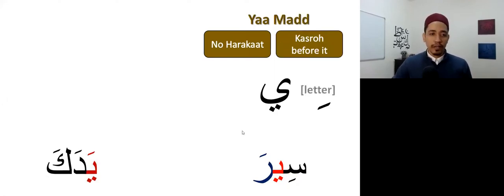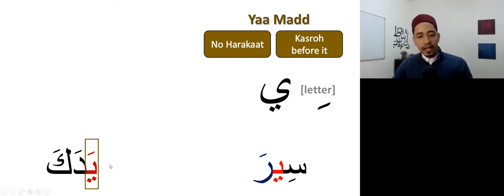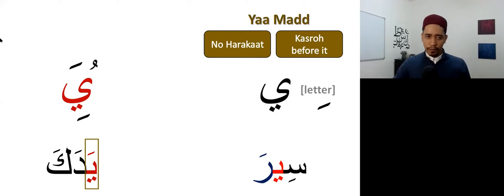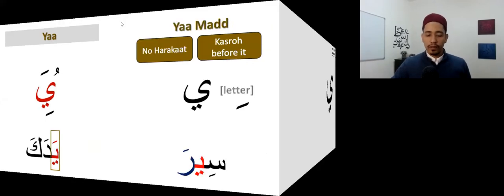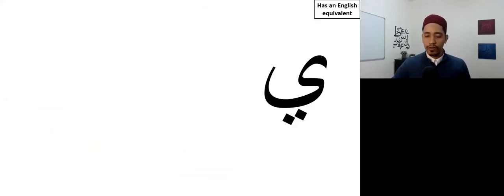But if we look over here, in this type of word, we see a ya that has a haraka, or it has harakat. Either a fatha, kasra, or dhamma, or a sukun for that matter. In this case, this is just ya. So if I just say the letter ya, then I'm referring to that one. If I want to say the ya mad, I have to say ya mad. Right? Okay.